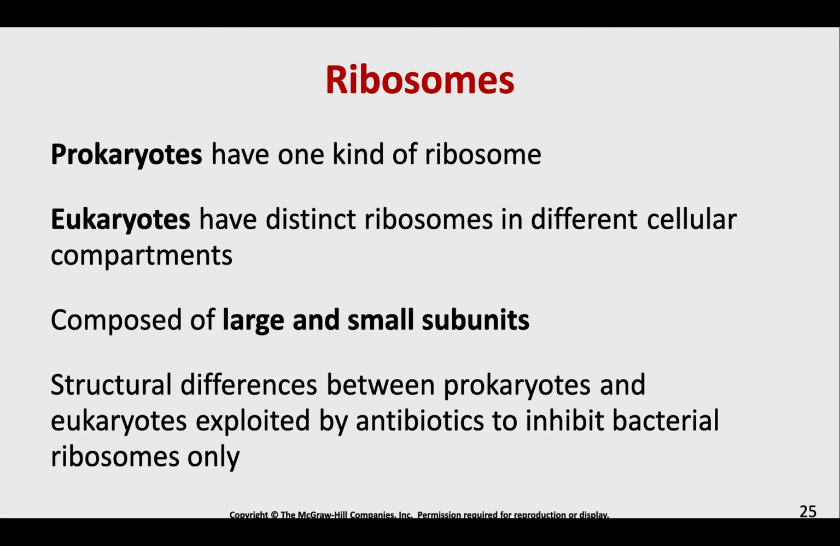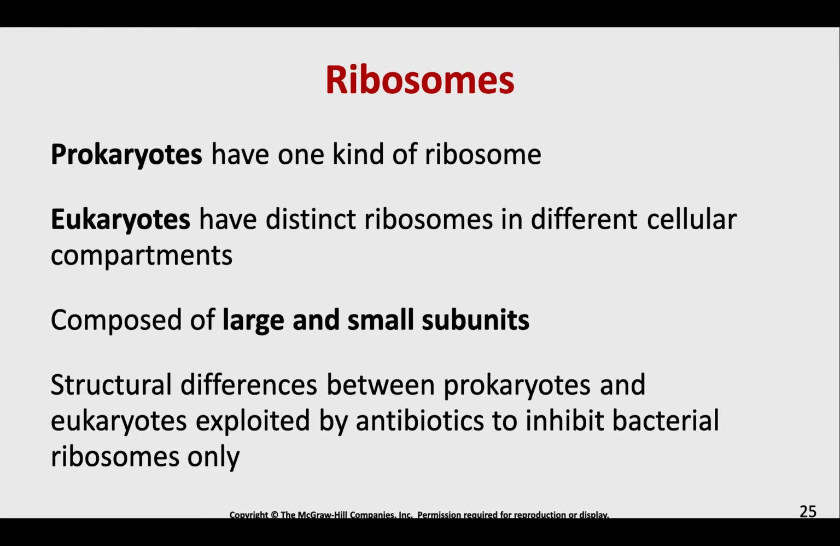So the last major step we're going to look at is the actual process of translation. We have to use ribosomes. Here again we have another difference between prokaryotes and eukaryotes. Prokaryotes have one type of ribosome.